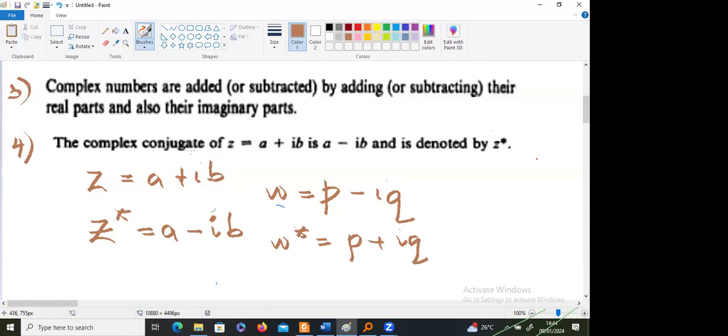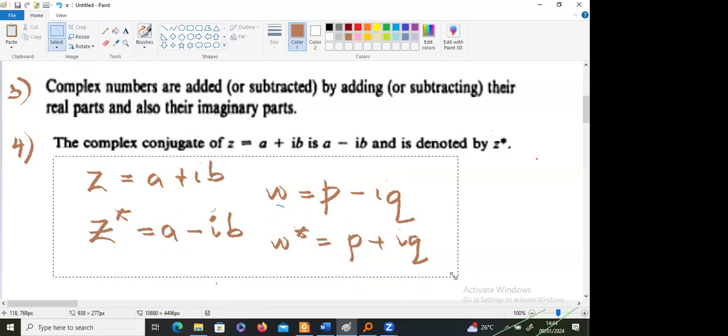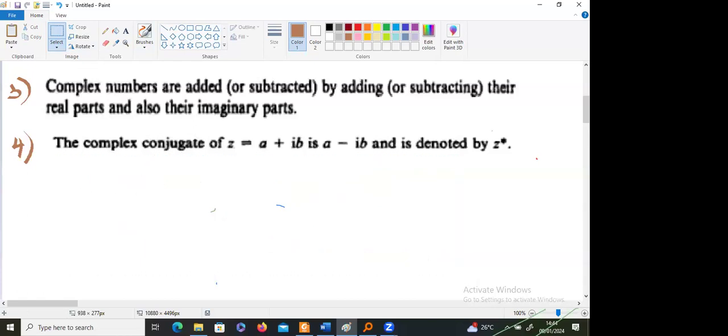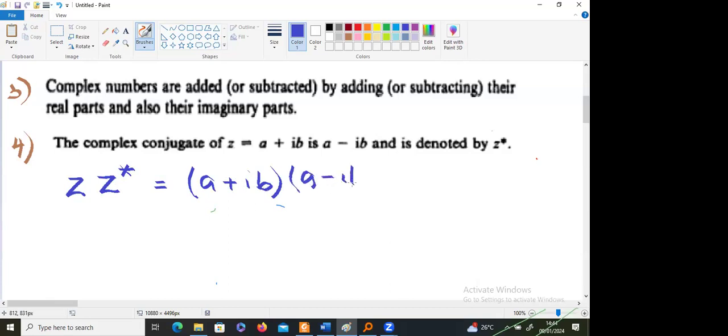So I want you to get used to those few definitions. However, the other statement was saying that when we come to multiply the two conjugates, if I took Z to be my A plus IB as it is here, and then I multiply it by the conjugate, the Z conjugate, then I will have A plus IB multiplied by the conjugate, which is A minus IB.